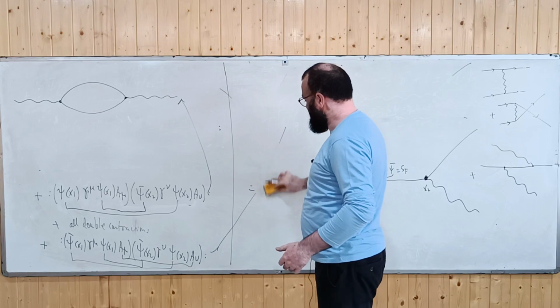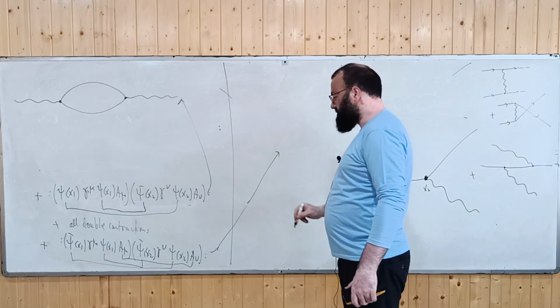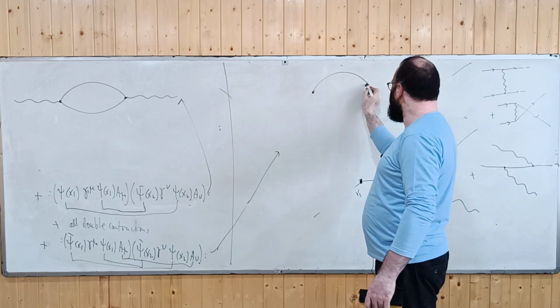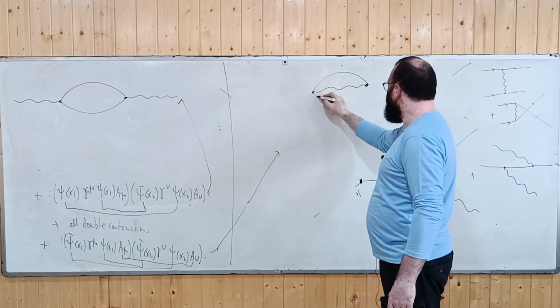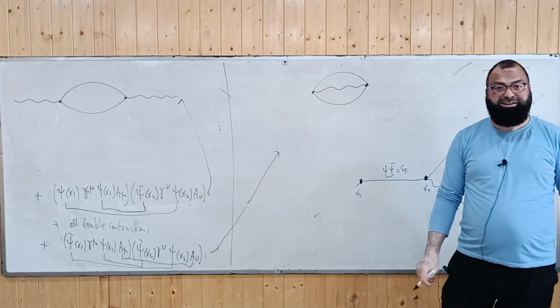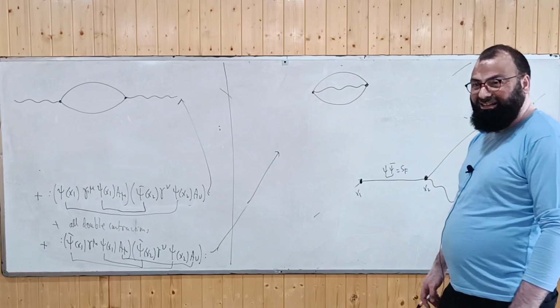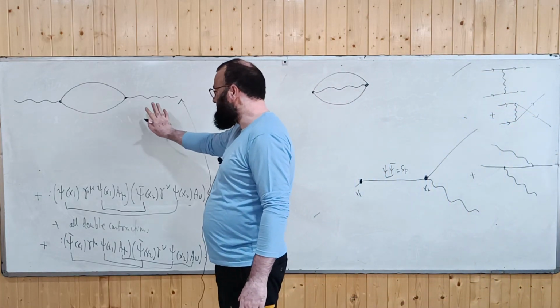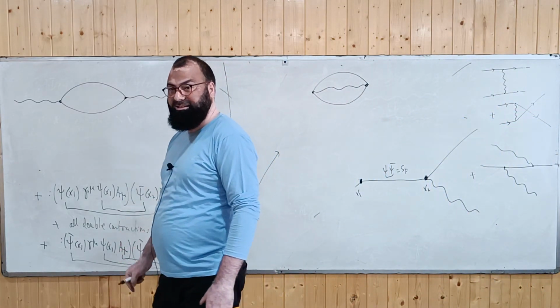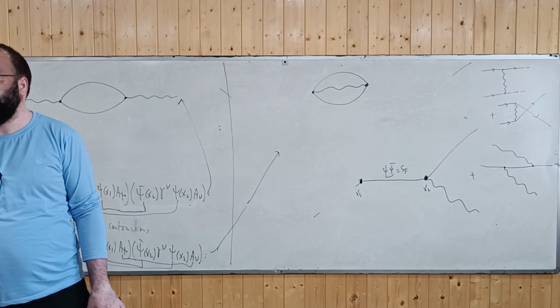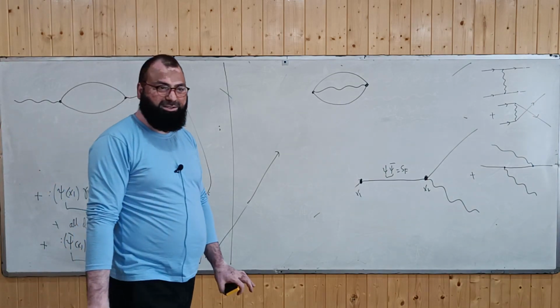Let's look at the last term. What is the last term? Everything gets contracted. So you have the fermion field, then you have a photon field, and you have it like this. We call these bubble diagrams, and they contribute to the vacuum polarization. So this is also a vacuum polarization diagram. This is also a vacuum polarization. Got it? So these are all the processes happening at lowest order QED.